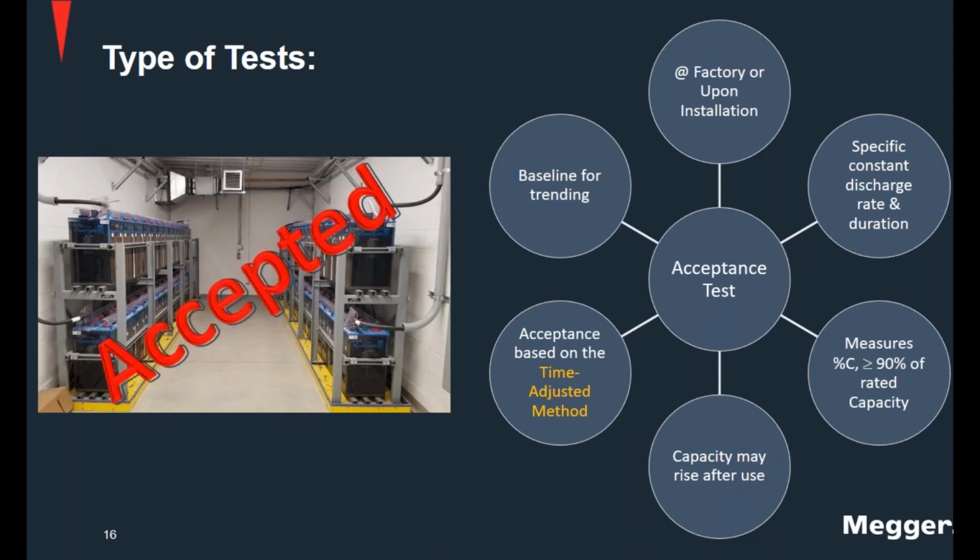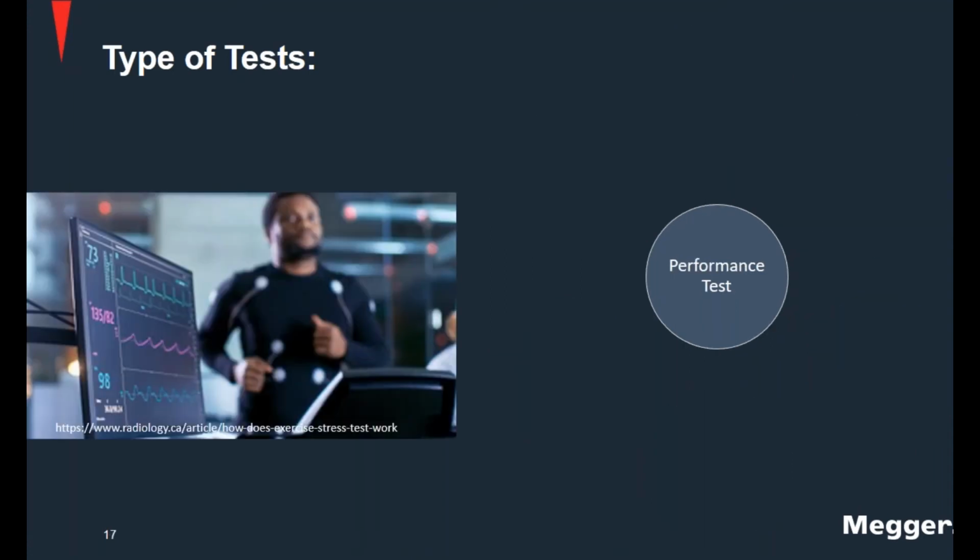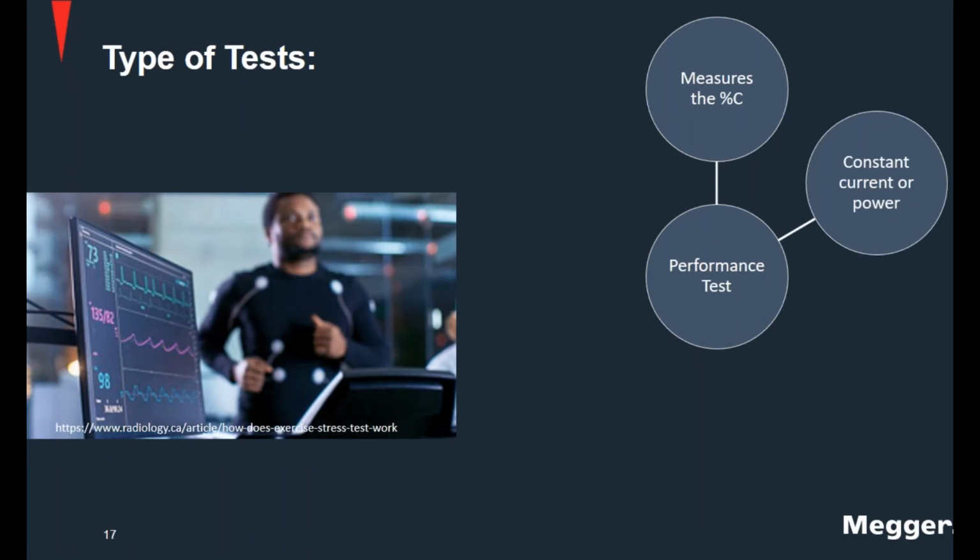The next test is the performance test. So this is the test that is performed throughout the life of the battery. And again, the objective of this test is to measure the percentage capacity of the battery. It's the main purpose of that test. You have to run this test with constant current or constant power. This is very important when setting up your load bank and selecting your load bank. You want that load bank to be able to provide a very stable current throughout the test, or rate of discharge, as you set in the instrument when starting the test.